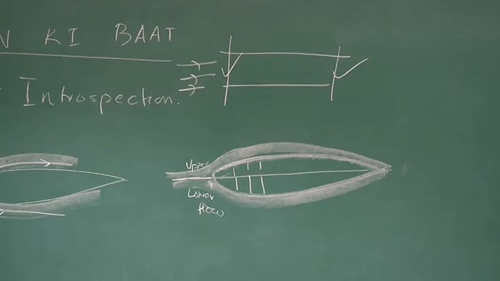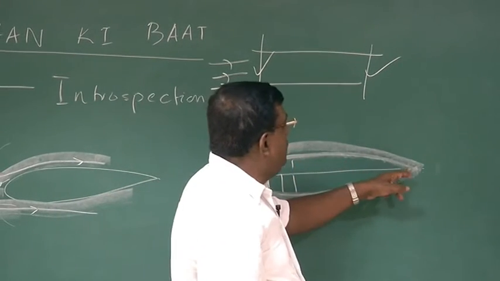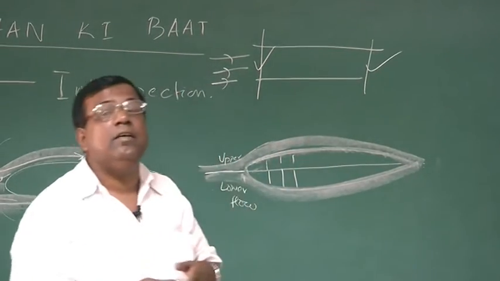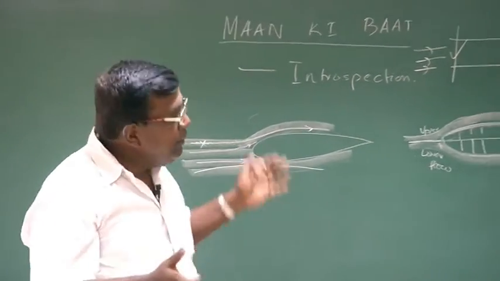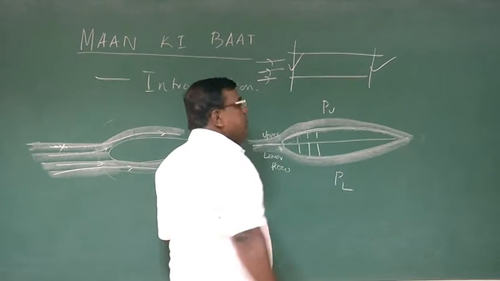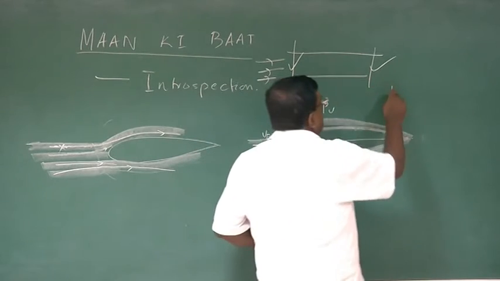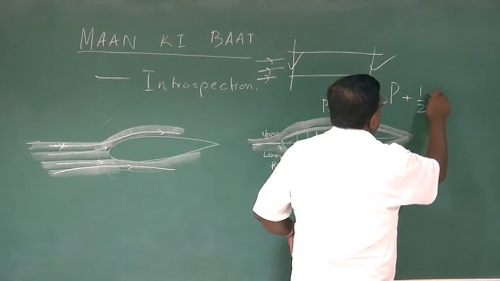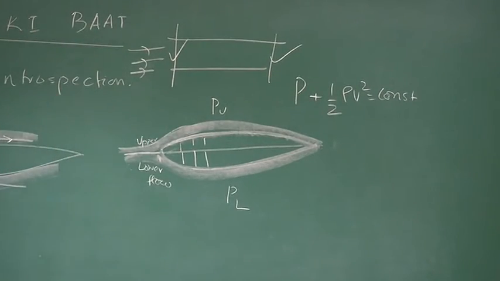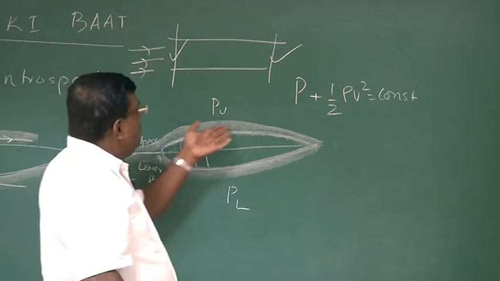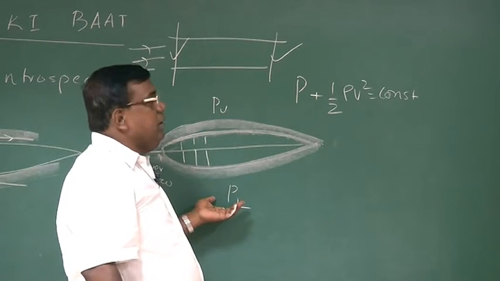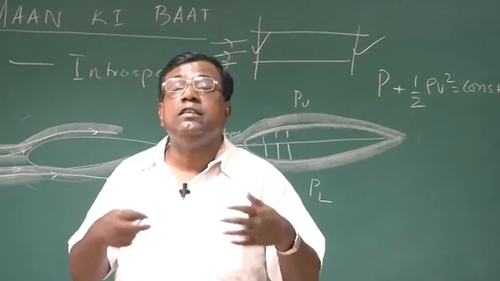Okay? If that is true, that means if they are traveling equal distance, upper portion as well as lower portion, they will have the same average velocity. And if the average velocity is the same, that means the pressure upper and pressure lower have to be the same, because you know Bernoulli's: P plus half rho v square has to be constant, right? And since both have the same average velocity, the pressure upper and pressure lower will be the same, and hence there won't be any lift.